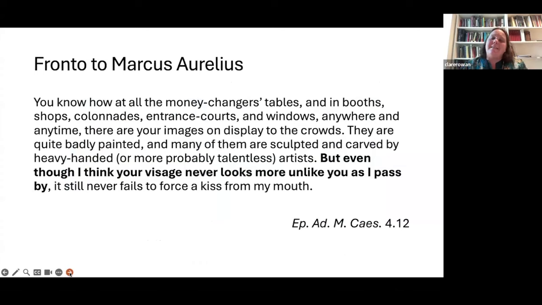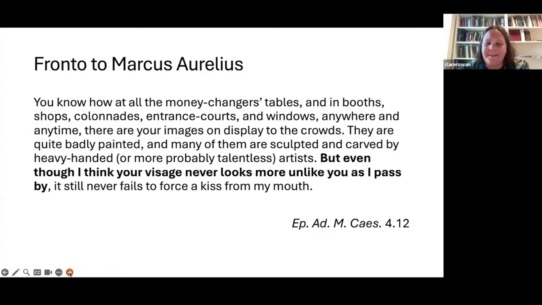But when we read our texts, actually, it seems that these bad portraits were quite common. One example of this is Fronto, who was the tutor of the Emperor Marcus Aurelius. They had a bromance going for quite a while, and there's a lot of letters between them.